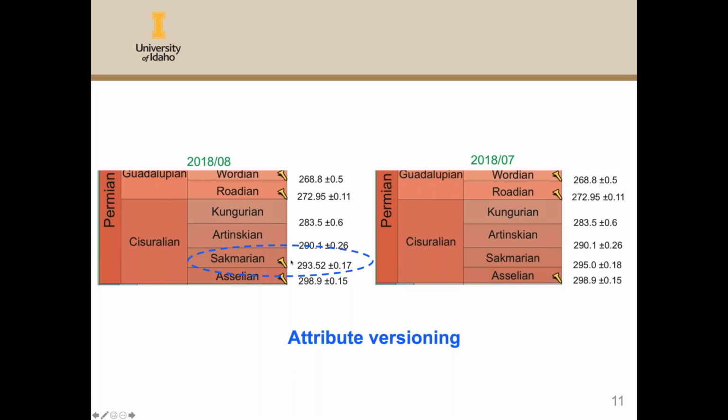But then if you look at the base boundary of this concept, submarine. If you look at the early version, you can see the number in the base boundary is 295 something, right? And then in this newer version, the base boundary was updated to 293 something. So it's just a number in the base boundary that changed. So this is attribute versioning.